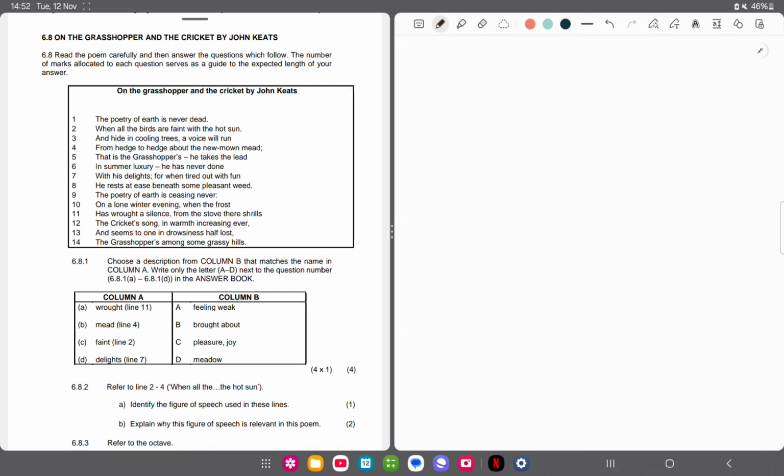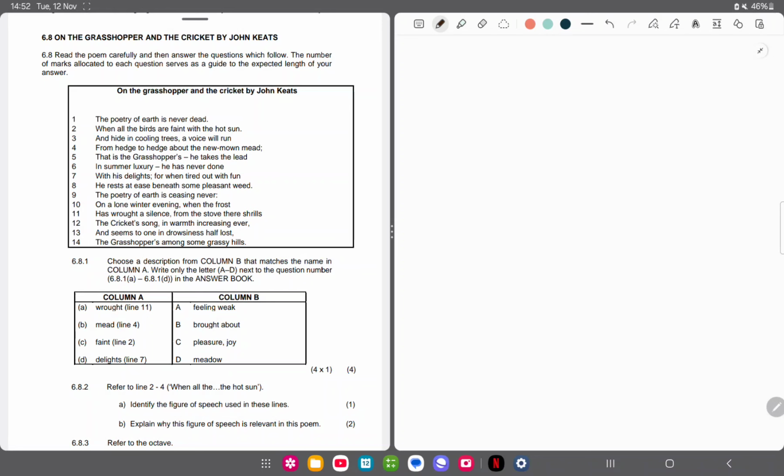So on A, we have a route line, and they say it is found in line 11. Let us go to line 11, and it says, has wrought a silence from the stove their shrills. Okay, this one seems like we're going to need reference from the above lines. So we can say, he rests at ease beneath some pleasant weed. The poetry of earth is ceasing nearer. On a lone winter evening, when the frost has wrought a silence from the stove there shrills the cricket's song.